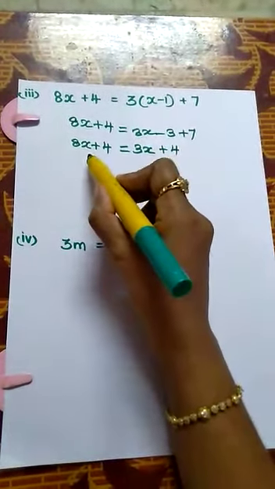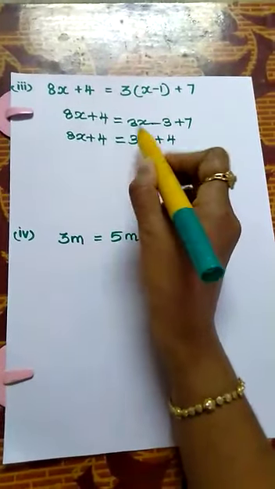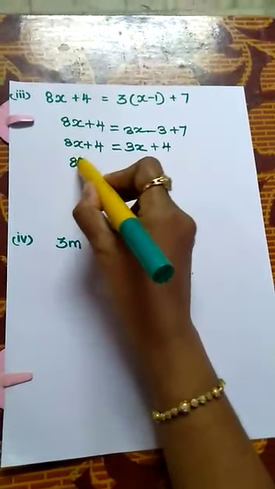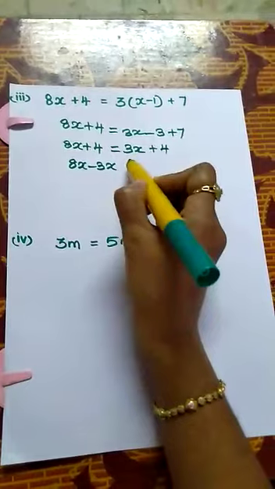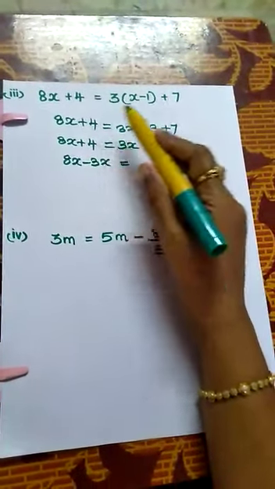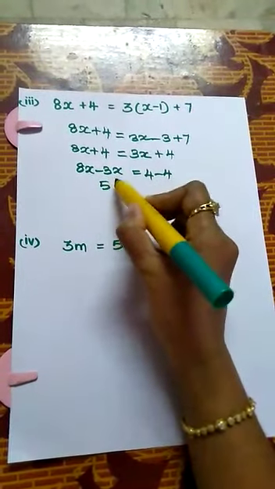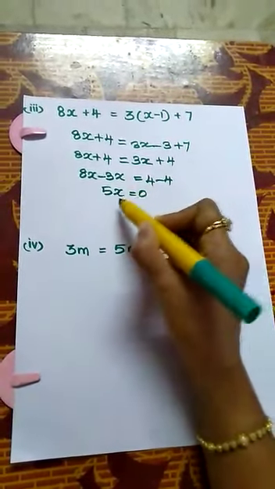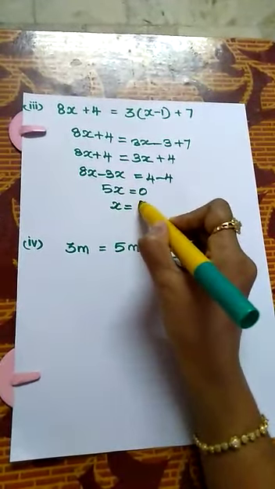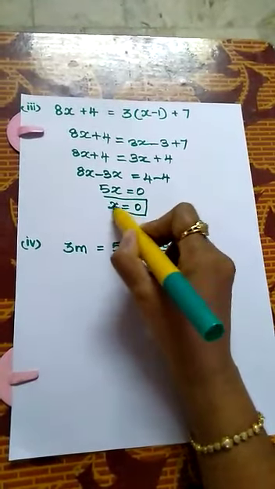Now we have to change the value, transposing the 3x to LHS. So 8x minus 3x is equal to, changing the constant to RHS, 4 minus 4. 8x minus 3x, that is 5x, is equal to 0. So x is equal to 0 by 5. The answer is 0. Now we have to check our result.